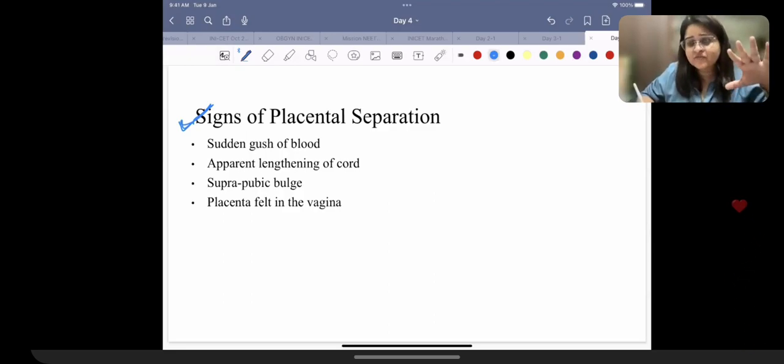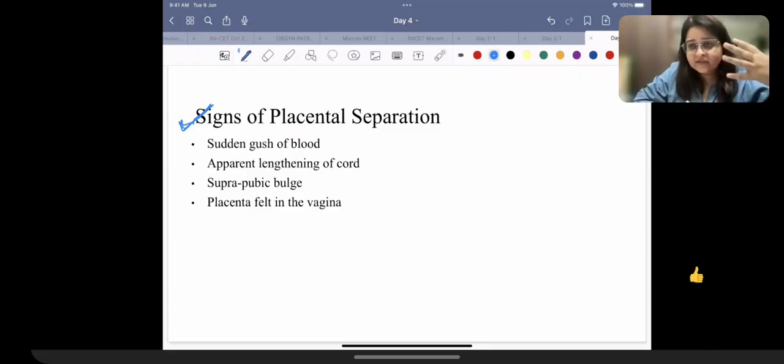What are the signs of placental separation? So once the baby is out, you clamp the cord, you collect the cord blood if she's RH negative patient, है ना? And then you wait. You of course do the active management of third stage of labor. You give oxytocin, okay? And then you wait. What do you wait for? You wait for signs of placental separation. Okay, what are the signs of placental separation?